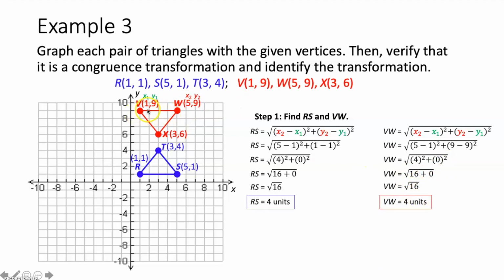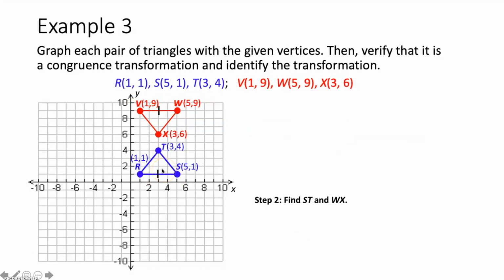Again, it's a horizontal line. You could have just counted 1, 2, 3, 4. Since segment VW and segment RS have the same measure, we can say that they are congruent to one another. Now we move on to the next pair of corresponding sides, segment ST and segment WX.